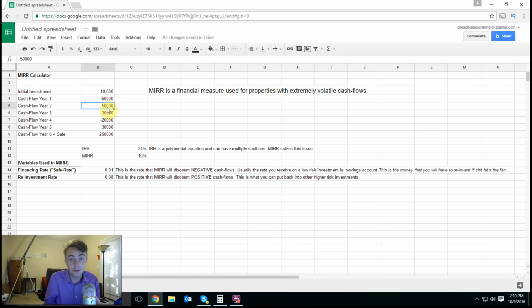The reinvestment rate is what you apply when you are reinvesting at a higher rate. My reinvestment rate, personally, is that I'm going to reinvest my positive cash flows in the stock market, and the stock market usually returns about 8%. So that's what I use for my reinvestment rate.